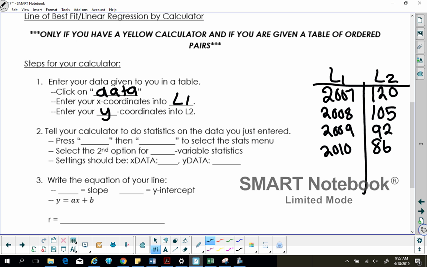Then what you're doing is you're pressing second, data, and select the second option for 2 variable stacks. So before, when we were doing mean, median, mode, that was only 1 variable. Now we're doing 2, so you're going to where it says 2 bar stack, and then clicking enter 4 times.